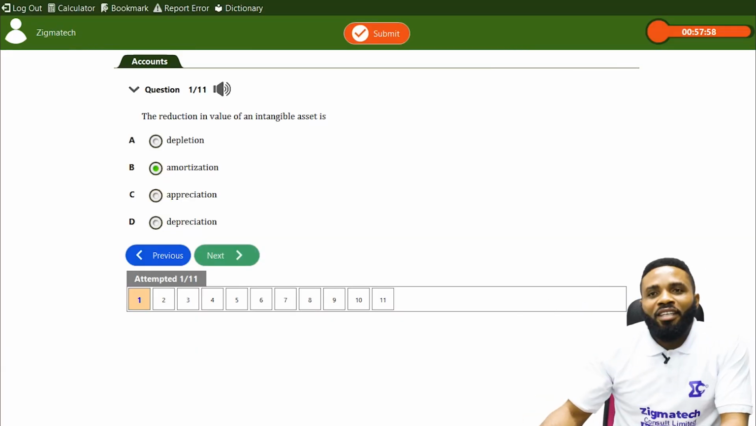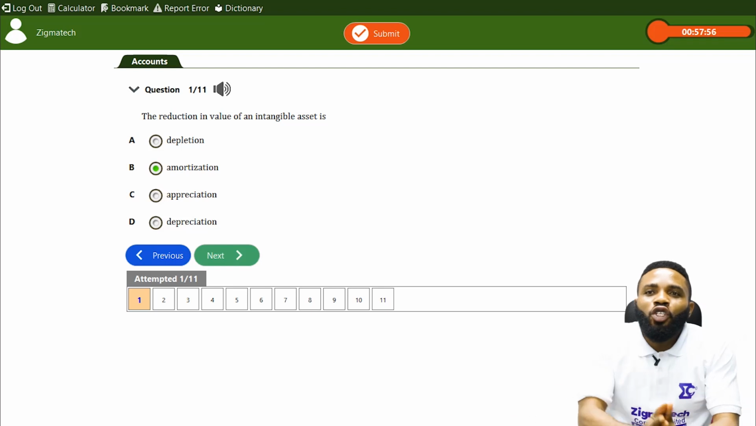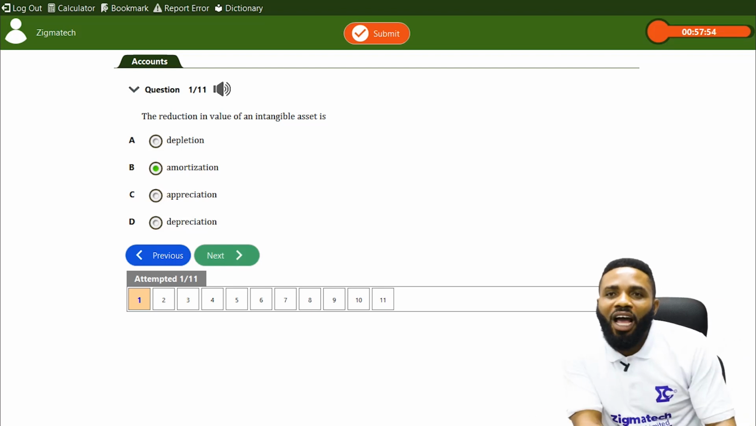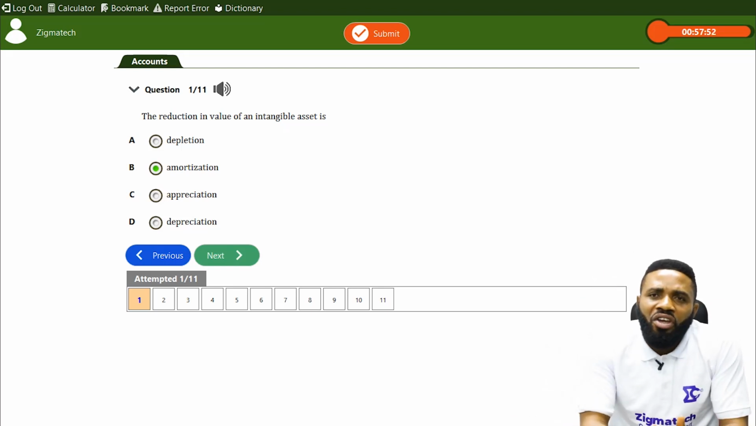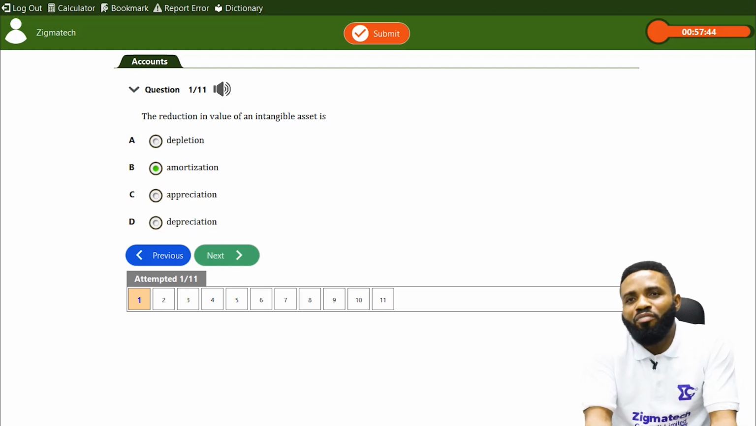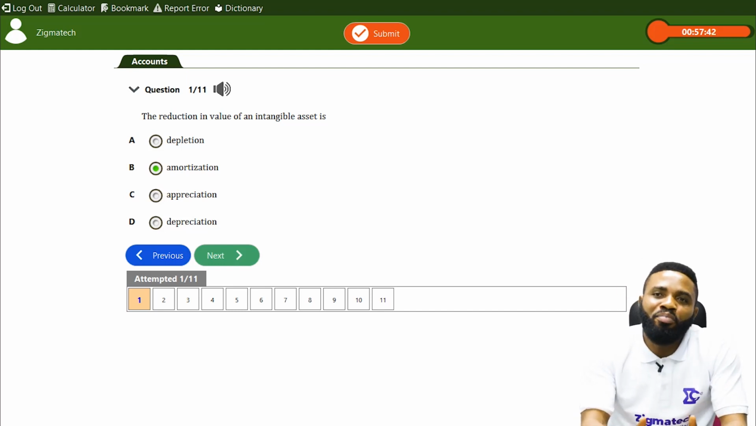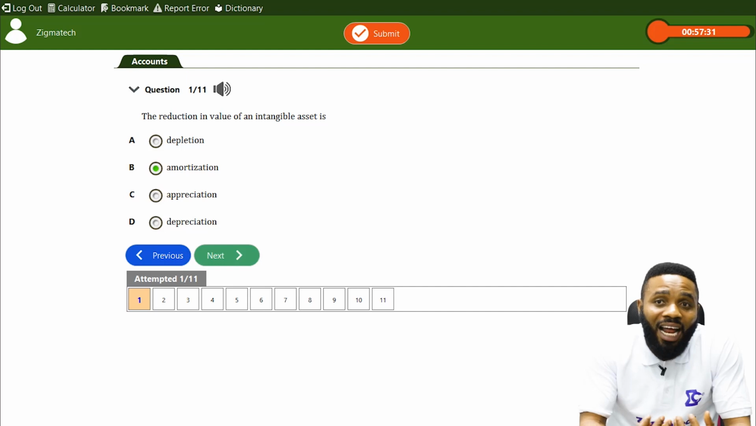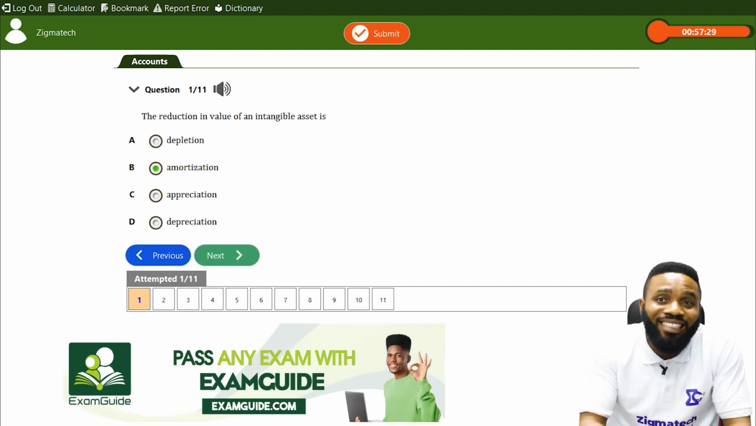Now let's look at the first question here. It says the reduction in the value of an intangible asset is dash. A, depletion; B, amortization; C, appreciation; and D, depreciation. It cannot be depletion. We have said that depletion is related to assets with a wasting character, and when an asset has that ability, that asset does not depreciate, but it depletes.